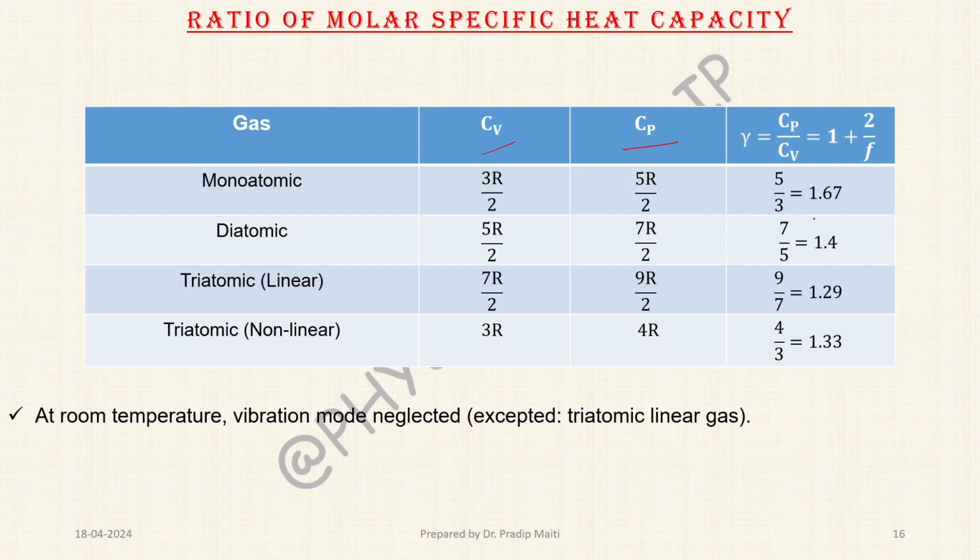For monoatomic gas, its value is 1.67, diatomic 1.4. For triatomic linear, the value of gamma is 1.29, and for triatomic nonlinear, its value is 1.33. All these values are calculated for room temperature, and vibration motion is neglected except for triatomic linear gas.